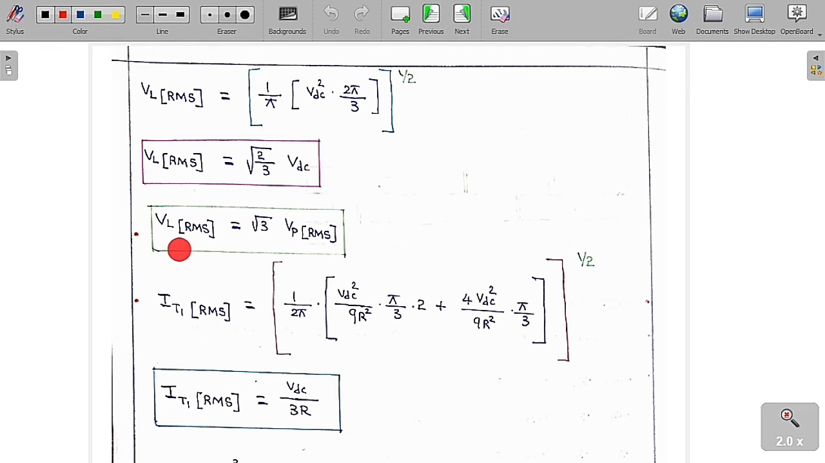So if you remember the RMS value of the line voltage, you can substitute here, and if you do simplification, we can get the RMS value of the phase voltage. The line voltage RMS value is equal to root of 2 by 3 into VDC. Therefore, the line voltage RMS value is equal to root 3 into V phase RMS.